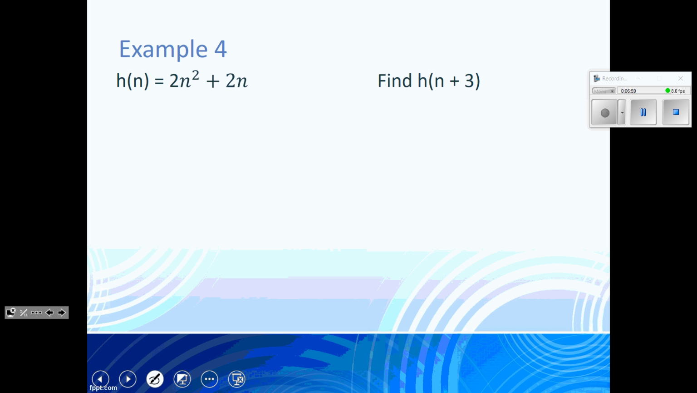Nine examples total today. I want to find, I've given you the function h at n is equal to 2n squared plus 2n, but I now want to find h at n plus 3. So what does that mean I'm plugging in? I'm plugging in n plus 3 everywhere I see an n. I'm going to plug it in there, and I'm going to plug it in there. So 2 times n plus 3 squared plus 2 times n plus 3.